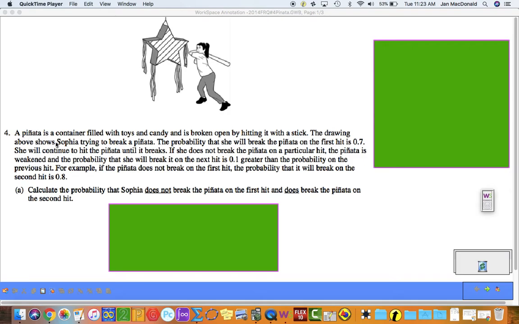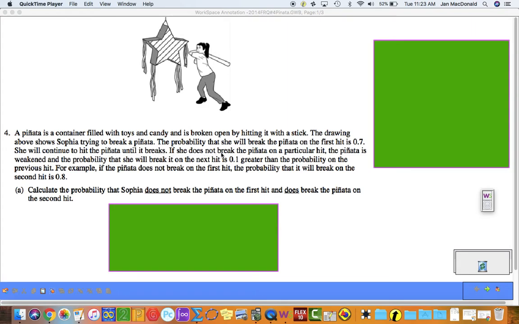A piñata is a container filled with toys and candy and is broken open by hitting it with a stick. The drawing above shows Sophia trying to break a piñata. The probability that she will break the piñata on the first hit is 0.7. She will continue to hit the piñata until it breaks.